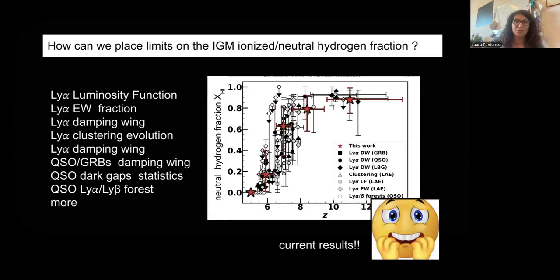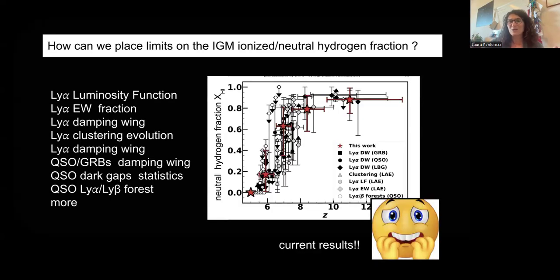So just to anticipate what we know at the moment, these are current results. Again, it is the neutral hydrogen fraction on the y-axis versus redshift, and you see lots of points with lots of errors. In some cases, these are upper limits or lower limits.